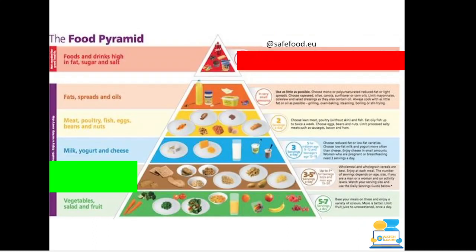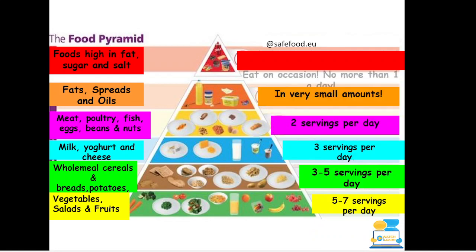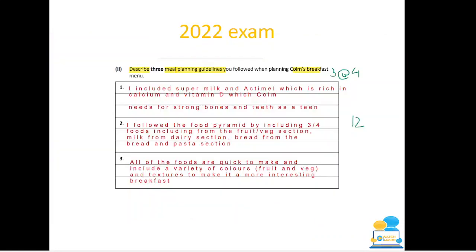Now, this one here, that's just there to help us remember the food pyramid. This part here is based on what you wrote, okay? So describe. So I know I'm going to need to write a state, explain, an example. Meal planning guidelines. Now, again, they've been super nice and they put a table and they've put 1, 2 and 3, so you have to fill in 3, okay? Planning Colm's breakfast. So when I'm talking about this here, I can't start talking about pancakes because Colm didn't have pancakes for his breakfast, okay? You have to talk about the food which you wrote about, okay?